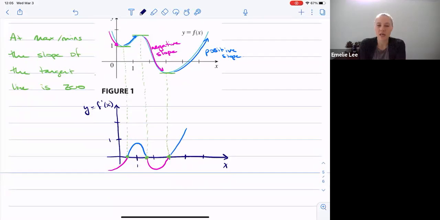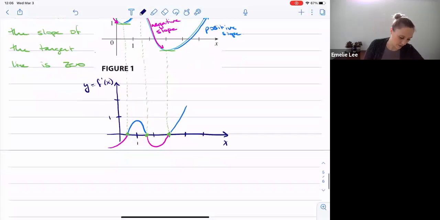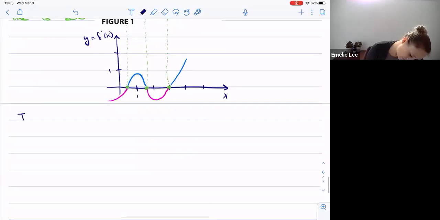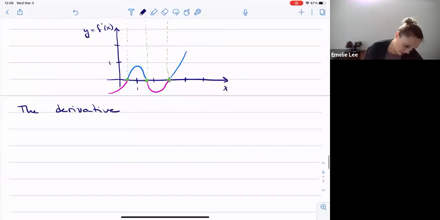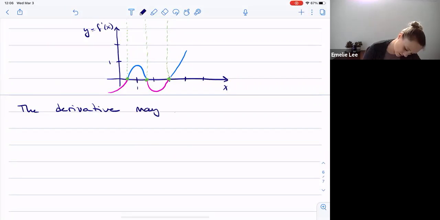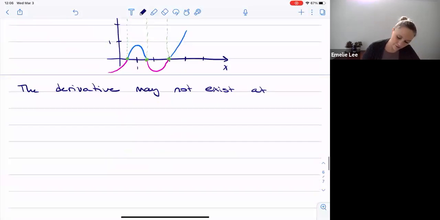So like I was saying before, the derivative doesn't necessarily exist for all values, right? So if we have a discontinuity, for example, then there might not be a derivative. So let's talk about some common situations where there is no derivative. So the derivative may not exist at every point.